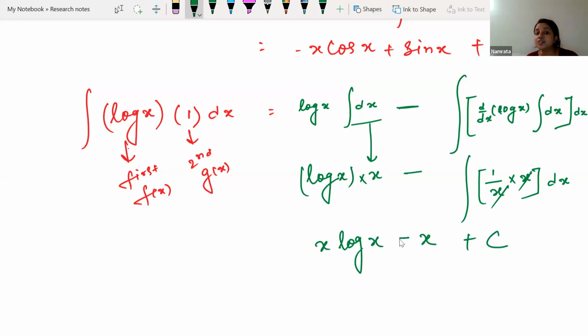Now you must have understood why we have taken log x as a first function, so that we will be doing the derivative of it and it will simplify something. So whenever you are having log x, please take it as a first function, so that later on we will be doing the derivative of it and it will simplify a few things in our integration. Let's take one question from the exercise now.